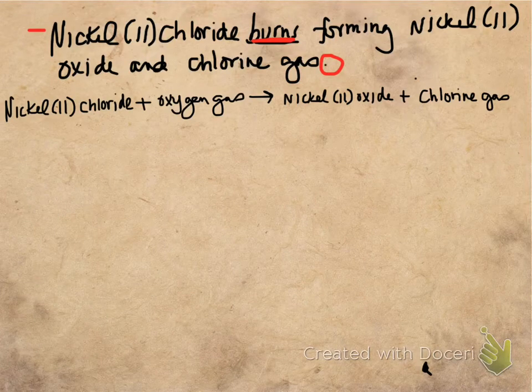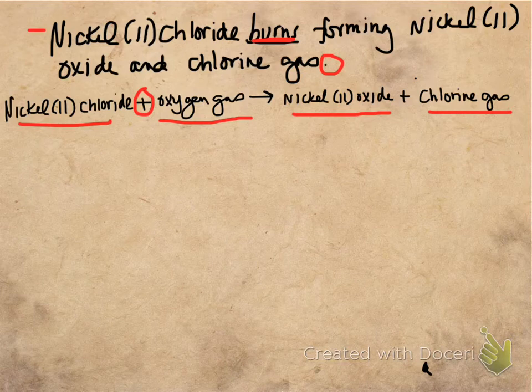We show the names of our compounds, nickel 2 chloride, symbols, plus, oxygen gas, the name of the other compound, which was not mentioned in our sentence, forms nickel 2 oxide and chlorine gas. Fantastic. We're ready for our next step, which is, that's right, a formula equation. Okay, we have a few things that we need to be careful about here, so let's proceed.